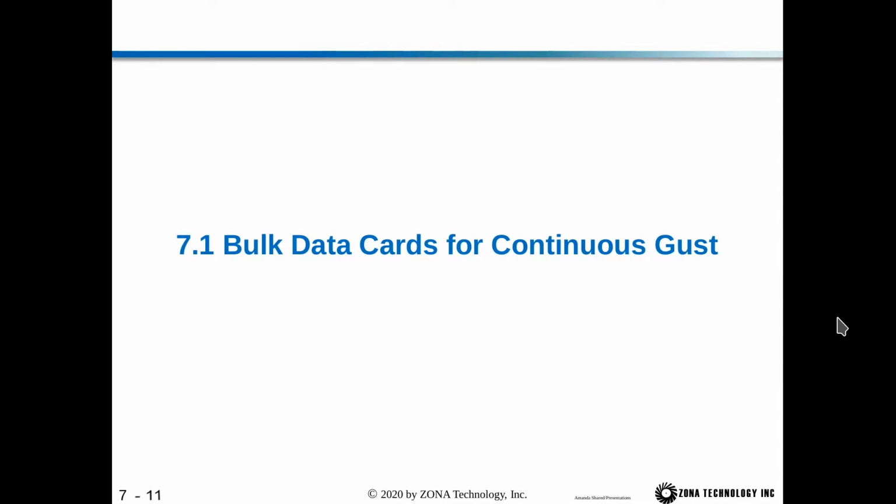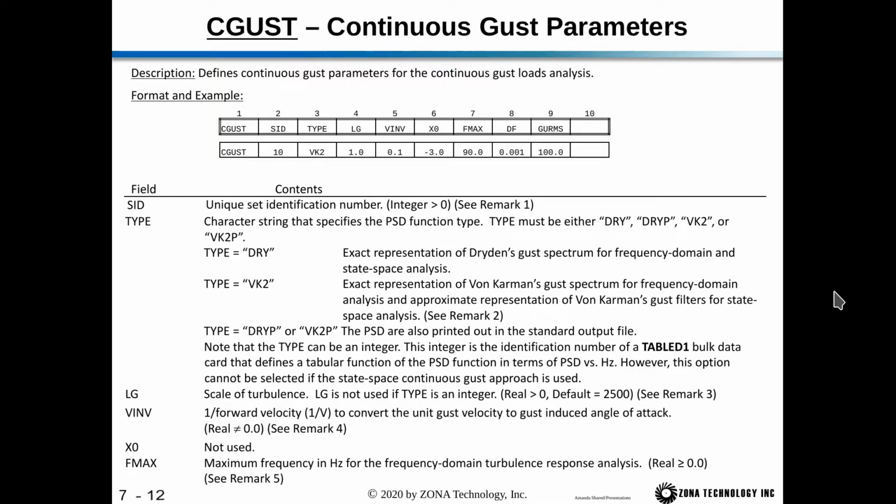So we'll look at the bulk data cards used for continuous gust. First, we have the CGUST card, which defines continuous gust parameters for the continuous gust loads analysis. SID is the unique identification number. Type is a character string that specifies the PSD function type. Type can either be Dryden or von Karman. So for type DRY, the exact representation of Dryden's gust spectrum is used. For VK2, the exact representation of von Karman's gust spectrum is used.